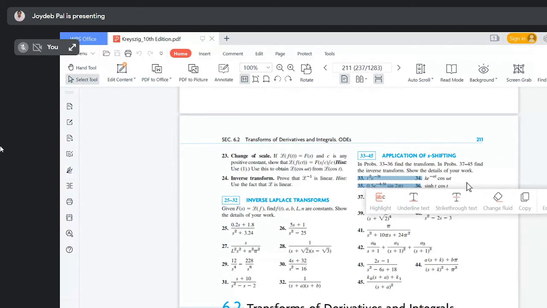How? For that you substitute sin ht by e to the power t minus e to the power minus t divided by 2. Then there will be two terms, right? One will become e to the power minus t into cos t and the other will become e to the power t into cos t.